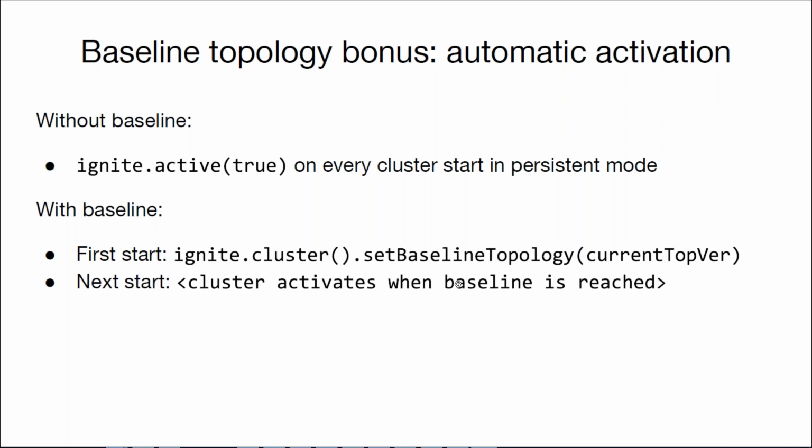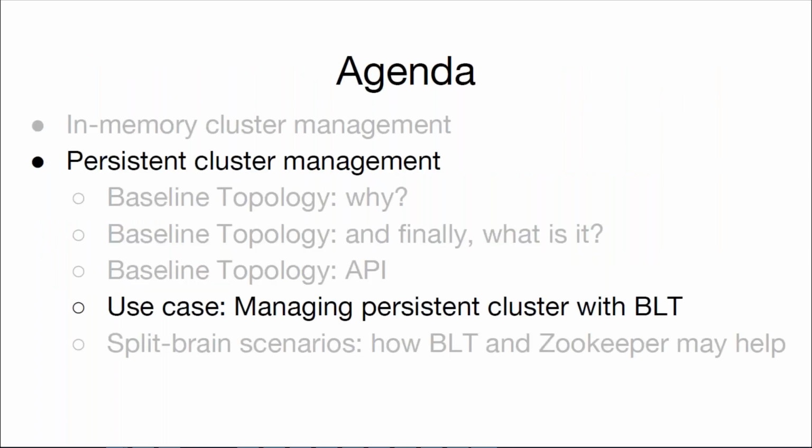Baseline is reached means that all nodes from the persisted baseline topology are present in the set of online server nodes. It's especially handy when you use Ignite in embedded mode. You only have to activate it once, and then if you want to restart it, you just restart it and it will be active without any manual actions. Well, it's quite handy, and we'll talk a bit about it later as one of the use cases. Now let's discuss popular use cases of managing a persistent cluster with baseline topology.